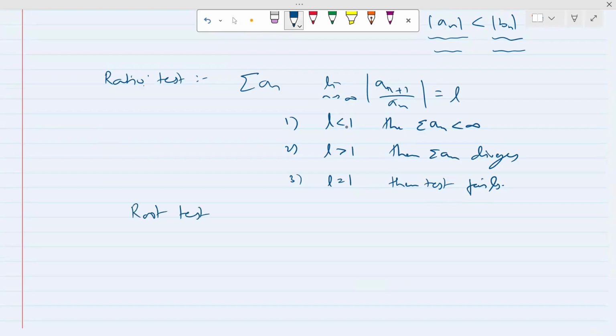Root test for series summation an: L is the limit n tends to infinity of mod an raised to 1 by n. And again the same three conclusions. If L is less than 1, the series converges. If L is greater than 1, the series diverges. And if L is equal to 1, the test fails.